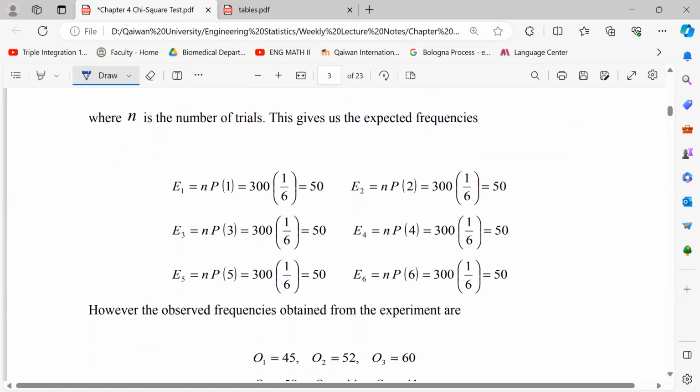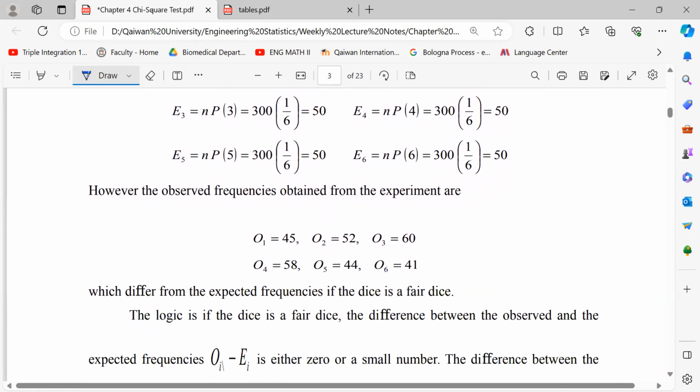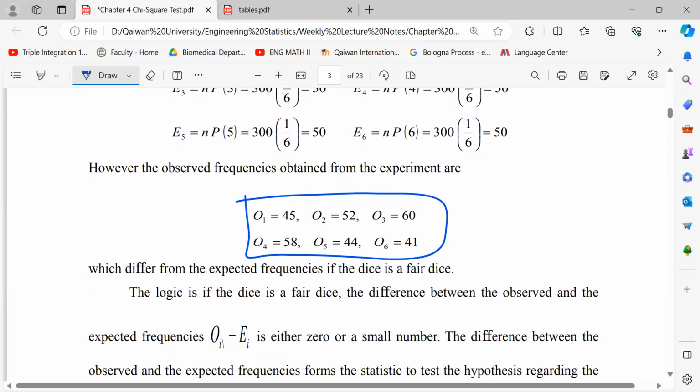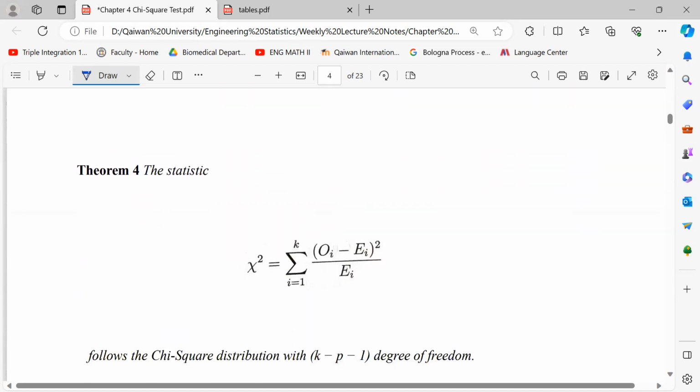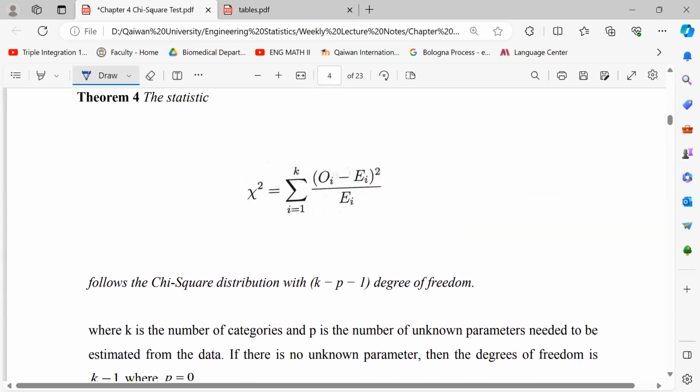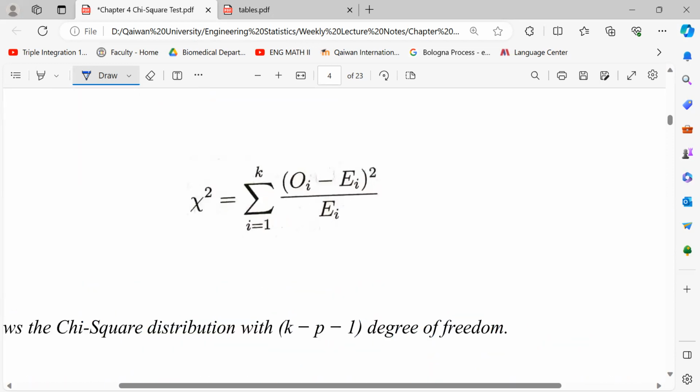These are the expected frequencies, and the observed frequencies are those which are given and must be given, because we don't know what we get in those trials. We get the expected frequencies from the probability of each outcome multiplied by the number of trials. Here we use this rule. You should memorize this rule.